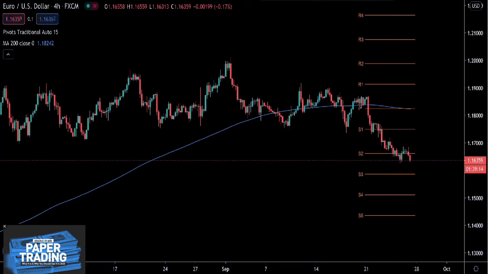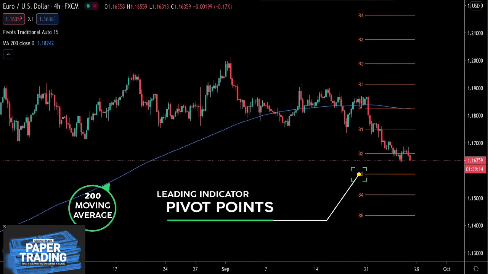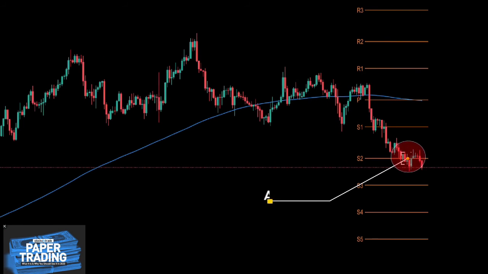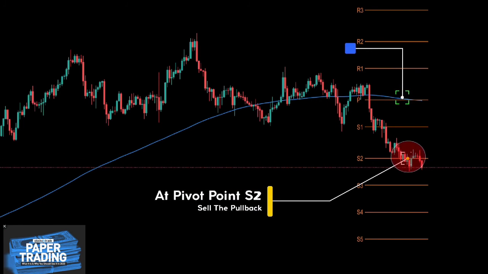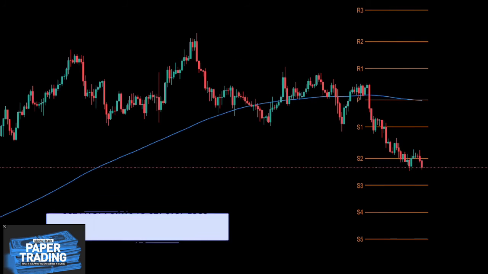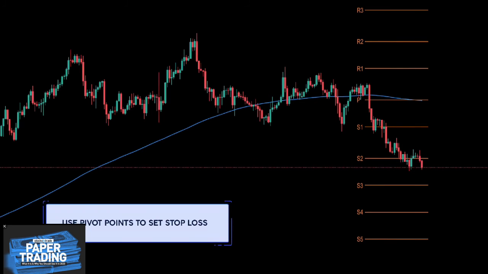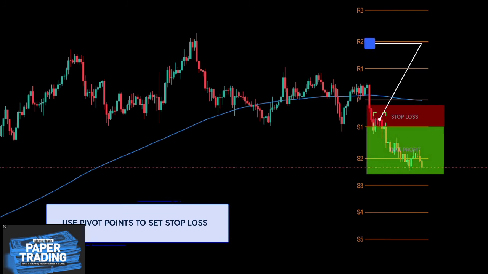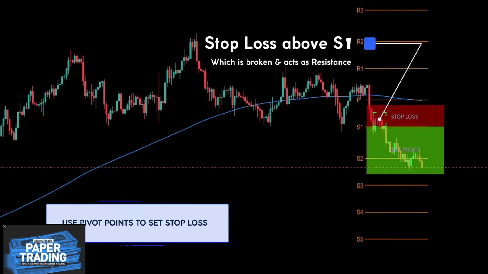The next thing you want to do is to look for an entry point using the leading indicator. In this case, I use the pivot point to illustrate this. You can sell a pullback at the pivot point S2, when price is trading below the 200 moving average, in the direction of the trend. You can also use the pivot point to set your stop loss order. In this case, you might want to put your stop loss above S1, which is support that was previously broken and now acts as resistance.